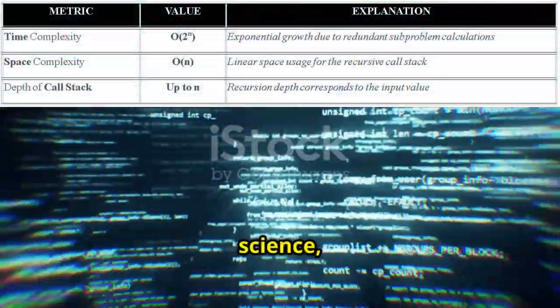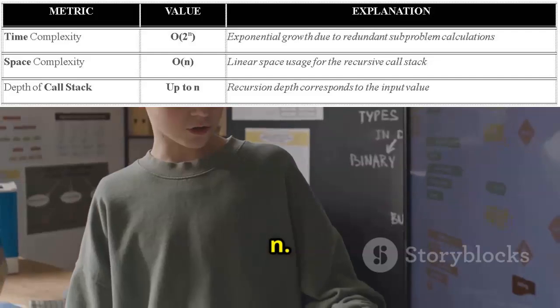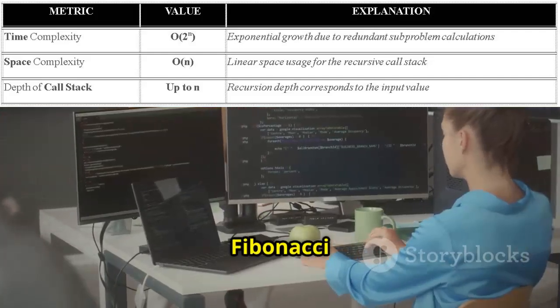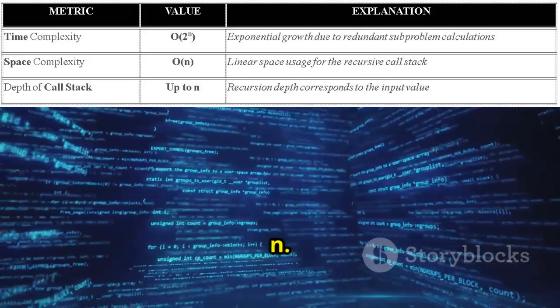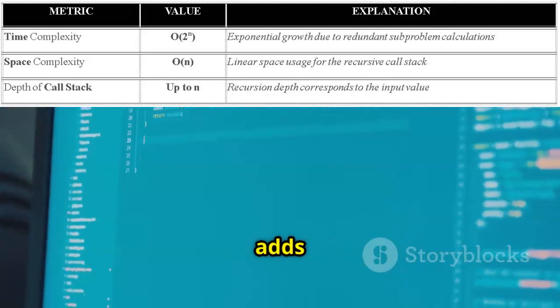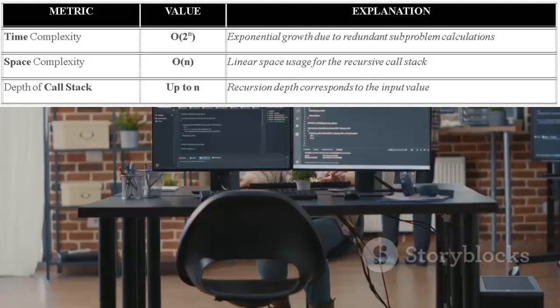In computer science, we measure efficiency using complexity. Time complexity, it's O(2^n). Calculating Fibonacci of 30 means over a billion operations. Space complexity, O(n). Each recursive call adds another stack layer.